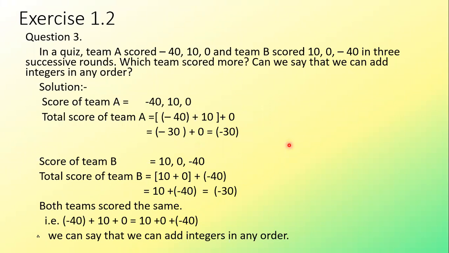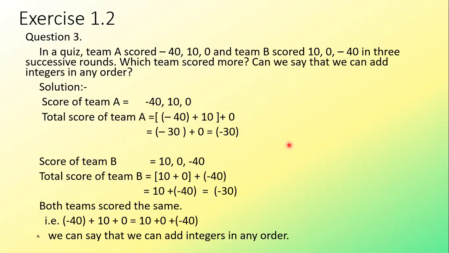The first question is, in a quiz, team A scored minus 40, 10, 0 and team B scored 10, 0 and minus 40 in 3 successive rounds. Which team scored more? Can we say that we can add integers in any order?